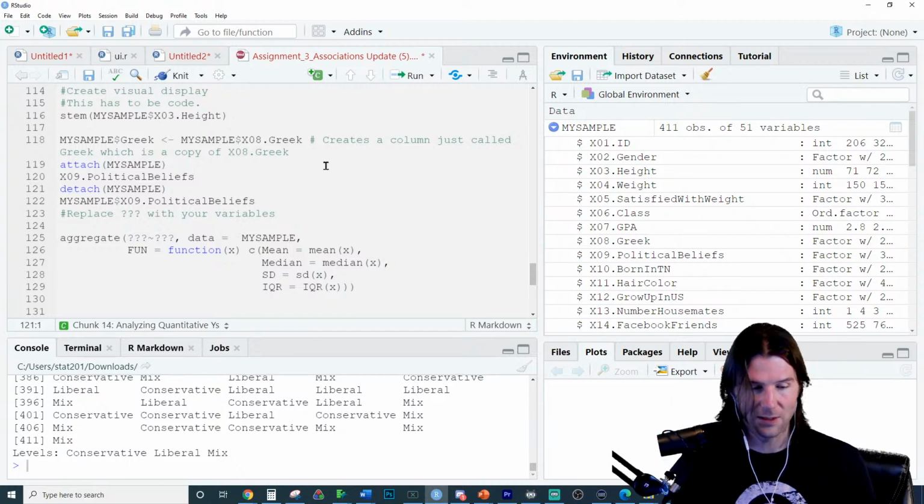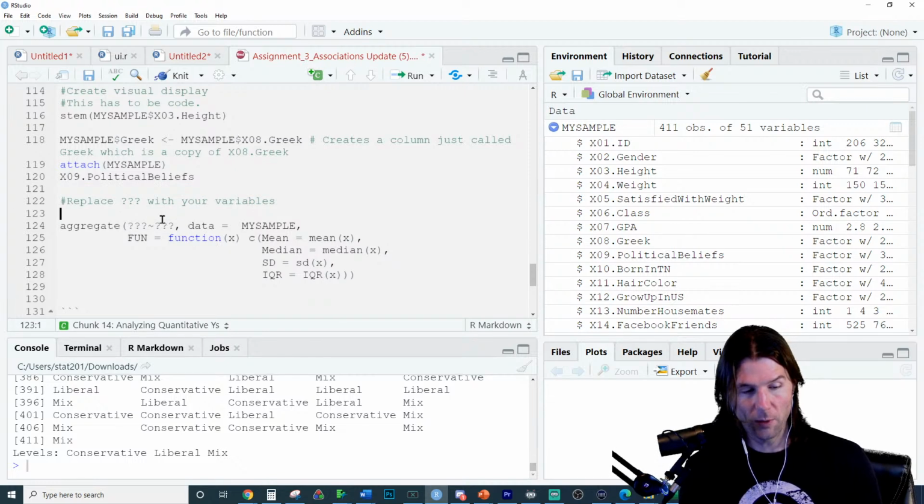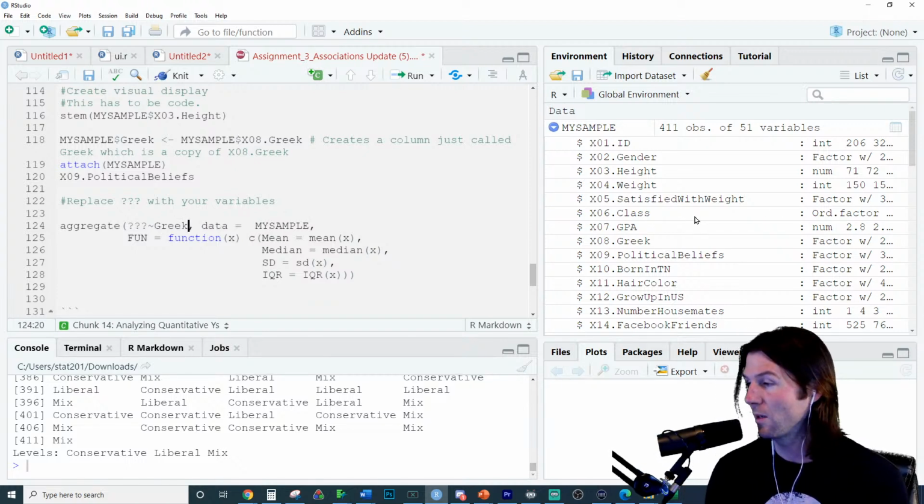Good, got it, nice. So what we're going to do with it attached, it just makes our life easier, is we're going to put Greek right here because Greek life is the X variable we're going to use to analyze these. And we're then going to pick a quantitative Y variable.